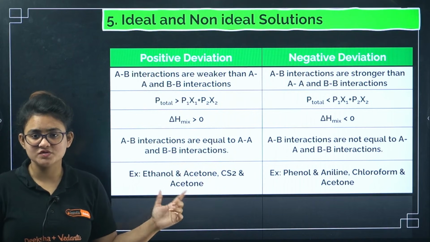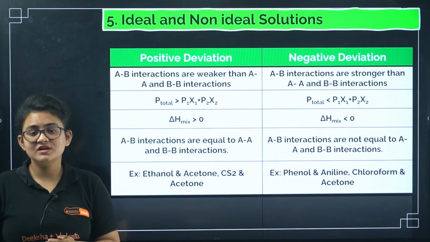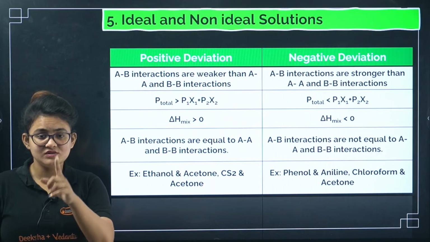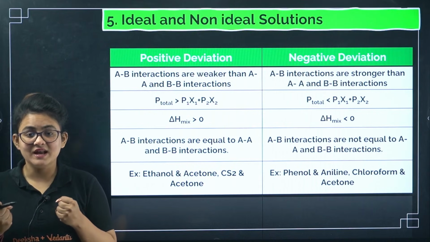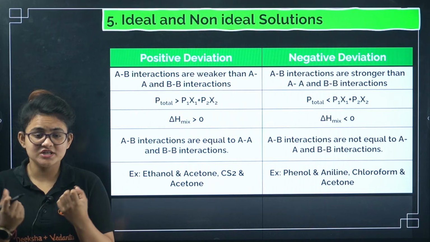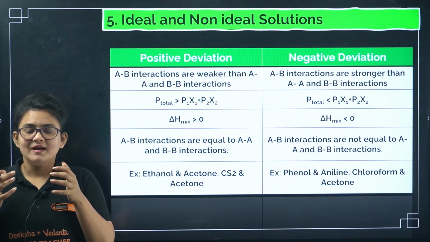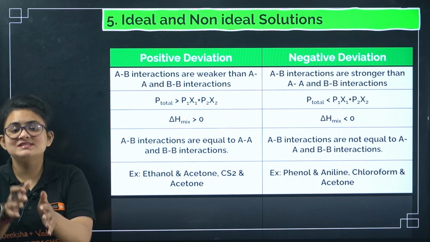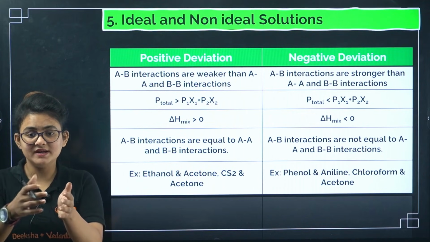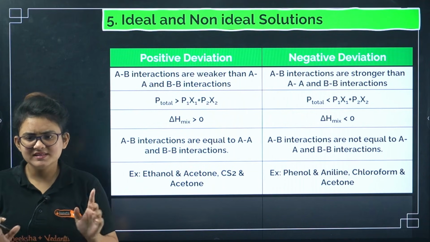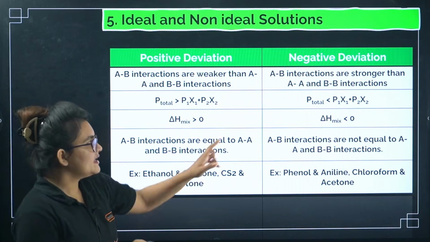Ethanol and acetone show positive deviation because ethanol has very nice hydrogen bonding, and acetone has dipole moment, right? So individually they have very nice interaction, the AA and BB interaction is very strong. But whenever ethanol and acetone are mixed, what happens? The hydrogen bonds of ethanol get disturbed. So the AB interaction is weaker. This is how you can analyze. I guess it's clear to you.